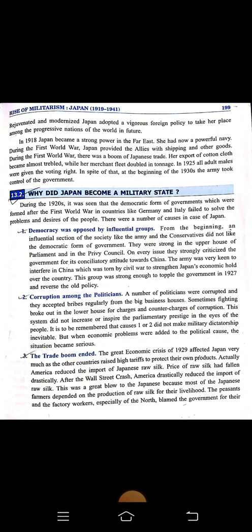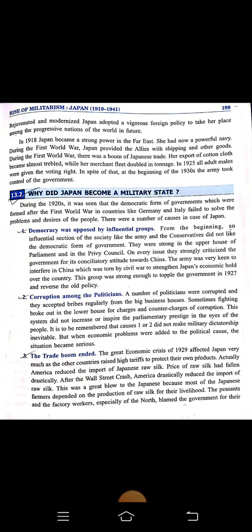Next is the corruption among the politicians. A number of politicians were corrupt and used to accept bribes regularly from the big business houses. Sometimes fighting broke out in the lower house over charges and counter-charges of corruption. This system did not inspire parliamentary prestige in the eyes of the people.